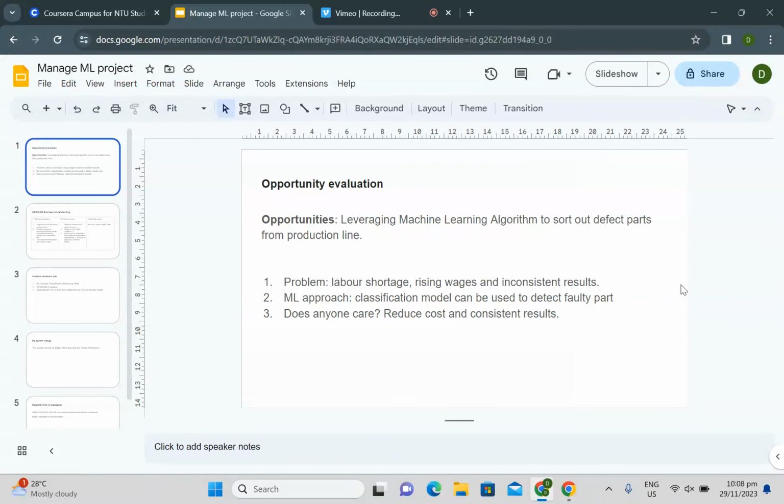Today I'm talking about leveraging machine learning algorithms to sort out defective parts from the production line. As you know, in the production line, normally there will be some defective parts, and traditionally those were sorted out by labor. However, during the COVID-19 pandemic, around the world, it is experiencing labor shortage and also rising wages. And humans also produce inconsistent output, and this is the problem that the business is facing.